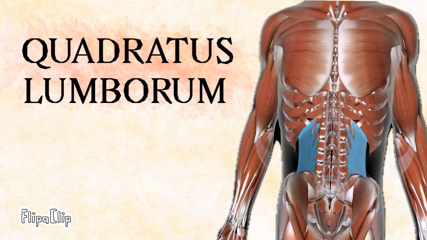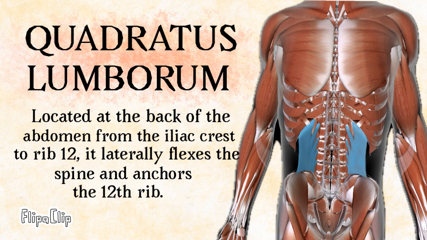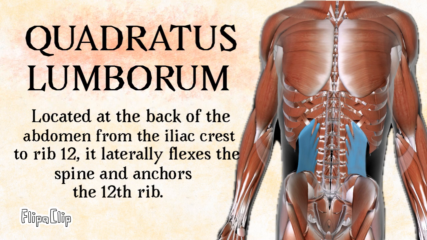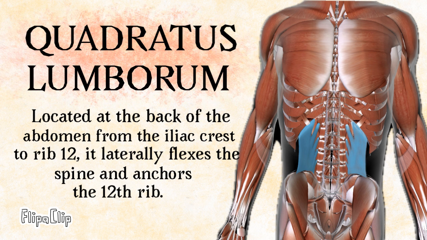Quadratus lumborum, located at the back of the abdomen from the iliac crest to the rib. It laterally flexes the spine and anchors the 12th rib.